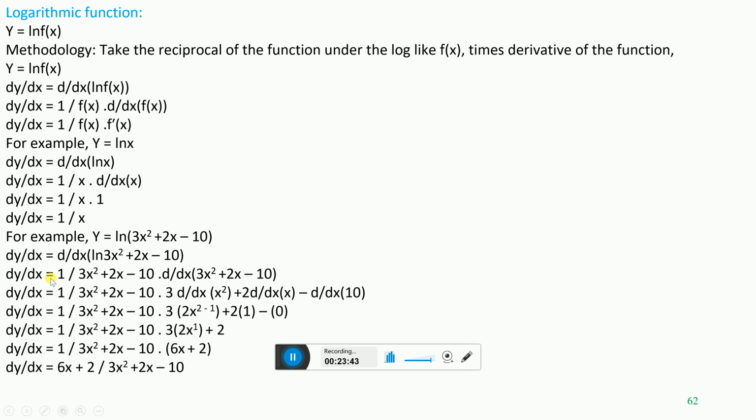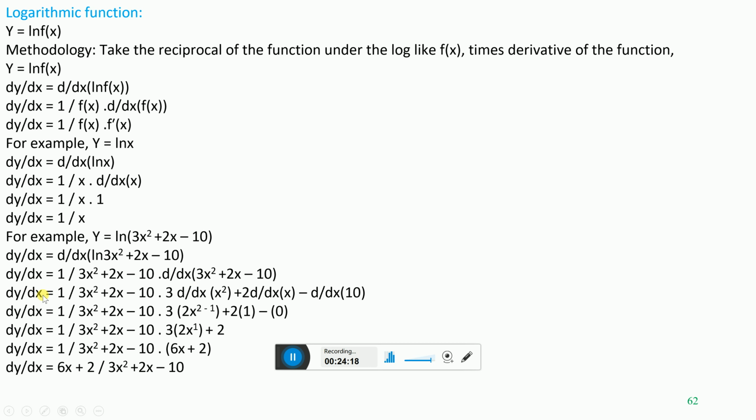Now dy over dx is equal to, in the very first step, we have to take the reciprocal of the function under the log. So under the log we have 3x squared plus 2x minus 10. I am taking its reciprocal, so this will be 1 divided by 3x squared plus 2x minus 10, times the derivative of the function under the log. So the function under the log is 3x squared plus 2x minus 10. I am applying the derivative d over dx of 3x squared plus 2x minus 10.